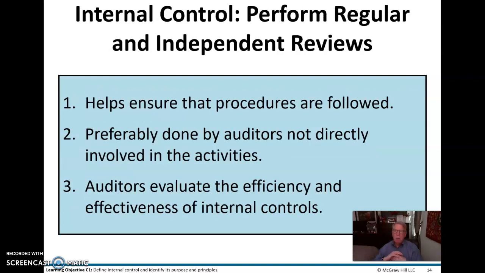All right. Regular and independent reviews help ensure that our procedures are followed. It's preferably done by auditors not directly involved in the activities. These auditors evaluate the efficiency and effectiveness of internal controls. These auditors can be internal auditors or external auditors, as the case may be.